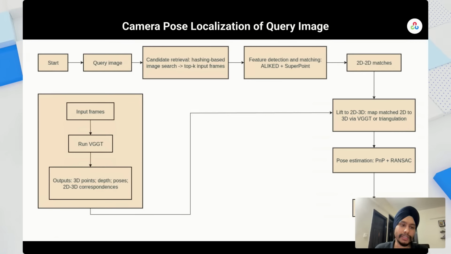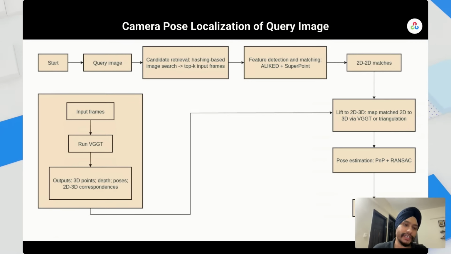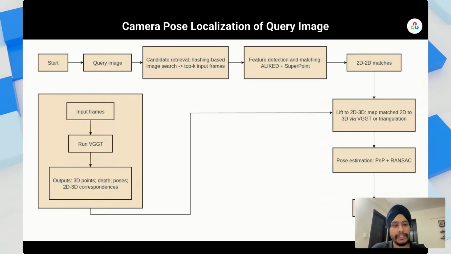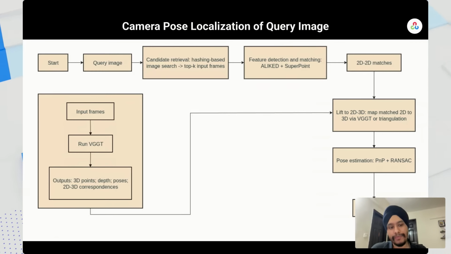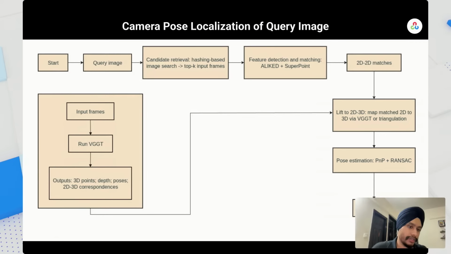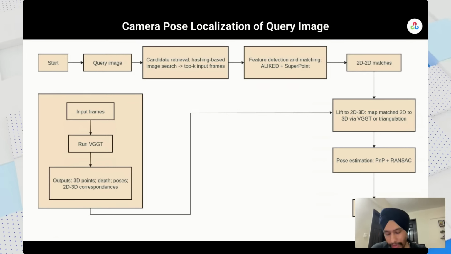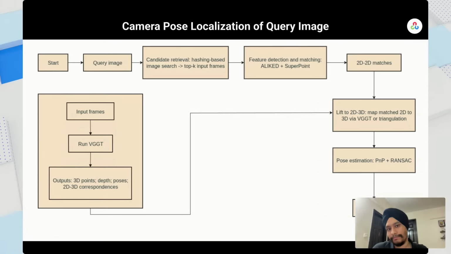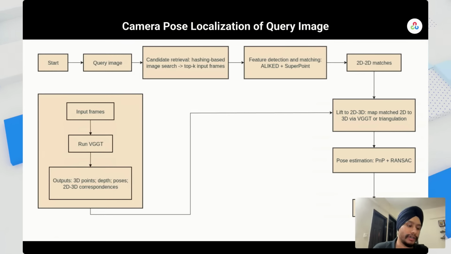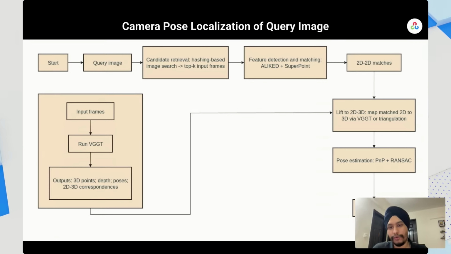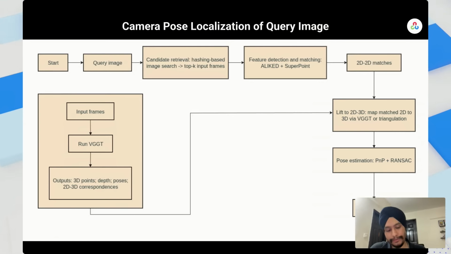You lift these 2D matches to 3D by finding the closest correspondences in the 3D reconstruction that we had from VGGT. And then you run a pose estimation algorithm using PnP plus RANSAC to retrieve the final pose. Right. So again, this is an application built on top of VGGT. The backbone, all the information came from VGGT itself.